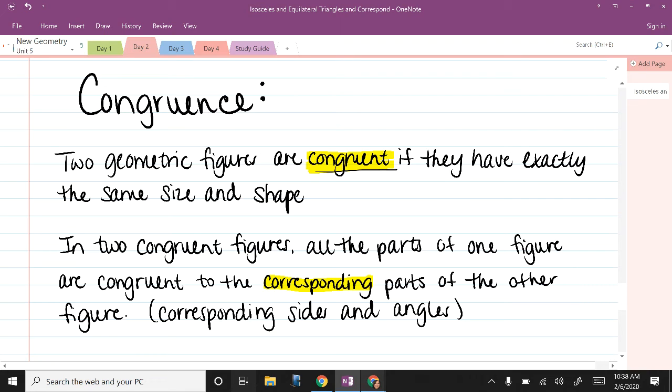So, congruence. Two geometric figures, it doesn't matter if they're circles or triangles or squares, rectangles, any kind of other shape, pentagons, are congruent if they have the same size and the same shape. Two figures are congruent if they have the exact same size and the exact same shape.